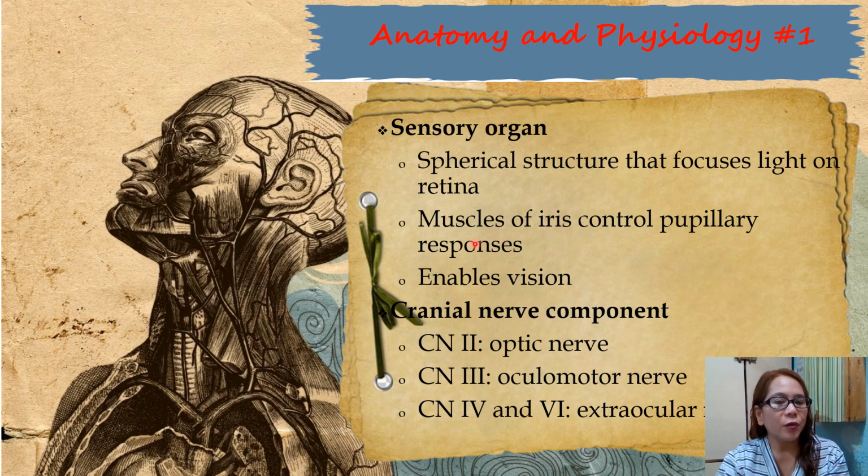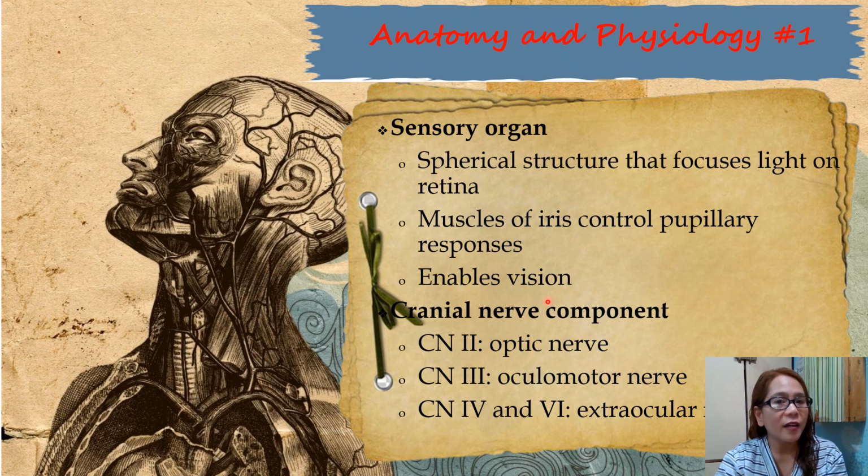The muscles of the iris control the pupillary responses, depende sa light that will pass through your pupil. So if there is light, your pupil will constrict, meaning liliit siya. And then, if you are in the dark room, your pupil will dilate. So, lalaki siya. Okay. So, again, your eye enables your vision.